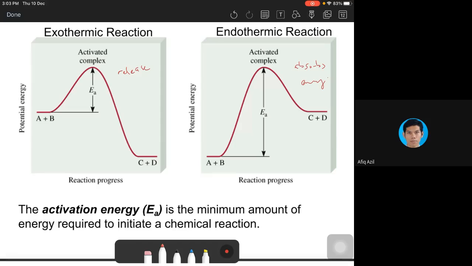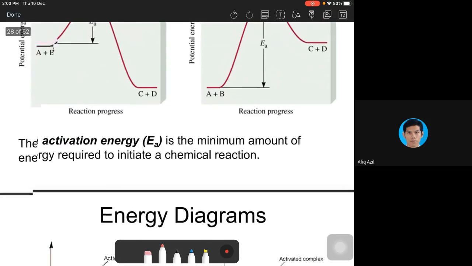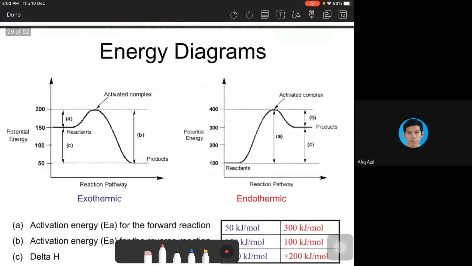But for most endothermic reactions, the reaction condition will require you to supply energy in terms of heat. So the reaction has to be heated, probably up to 70 degrees Celsius or maybe up to 100 degrees Celsius. So that is how in real life experimentation you can actually know whether the reaction is exothermic or endothermic. So the EA, or the activation energy, is the minimum amount of energy required to initiate the chemical reaction.